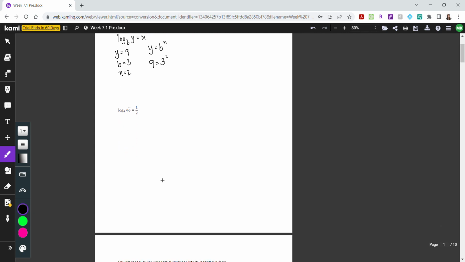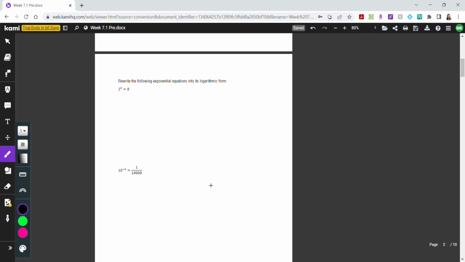Now let's look at the next one. We have log base 6 of square root 6 equals a half. Again, let's write out: we remember we have log base b of y equals x. When we transform it into an exponent, it becomes y equals b to the power of x. Again, I know my y is square root 6, my b is 6, and my x is a half. So if I were to rewrite this into exponential form, it will be square root 6 equals 6 to the power of a half.